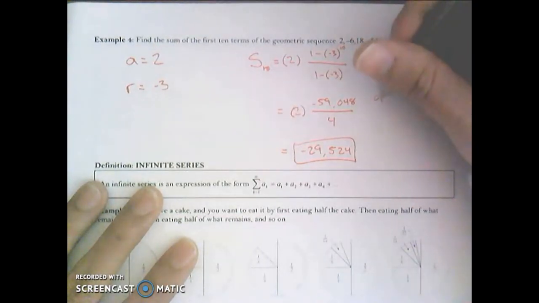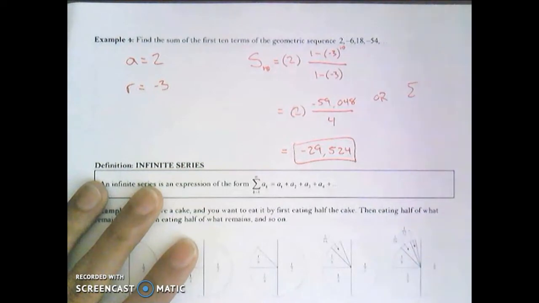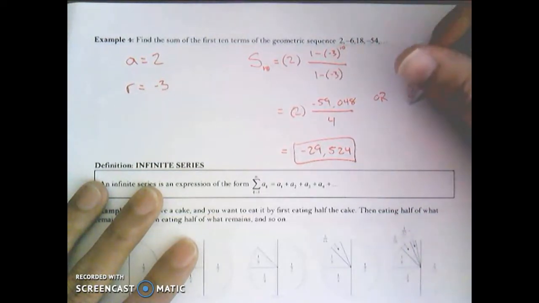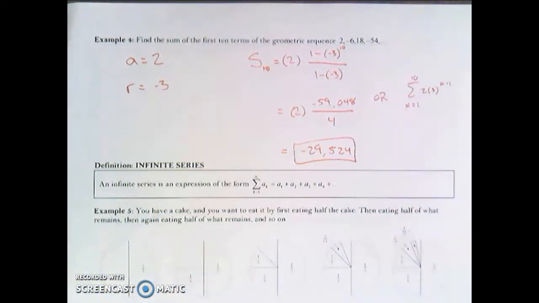Another way you could find this is using sigma notation. So we have the sum of 2 times negative 3 to the k minus 1, where k, our index, goes from 1 to 10. So you can also use sigma notation to evaluate this sum.